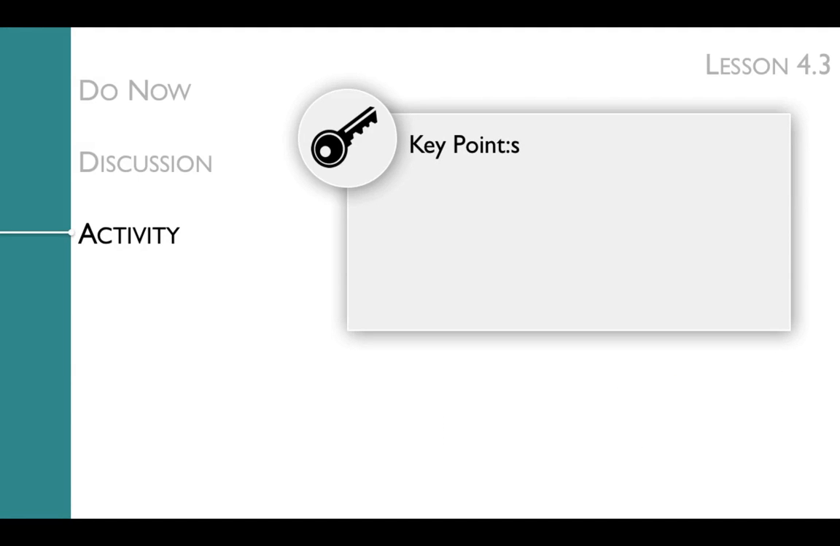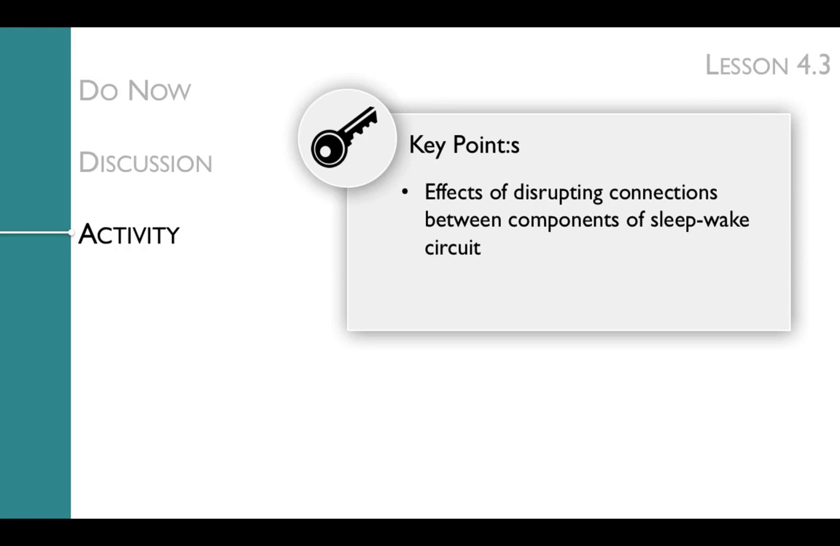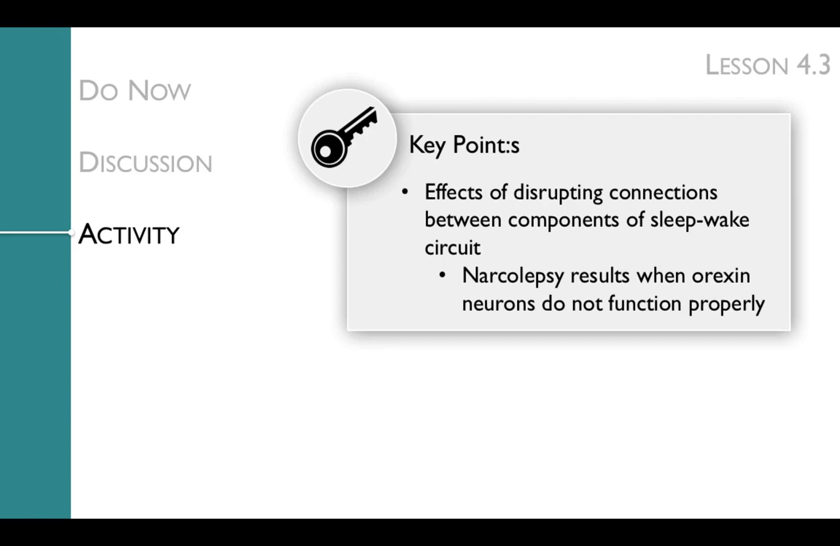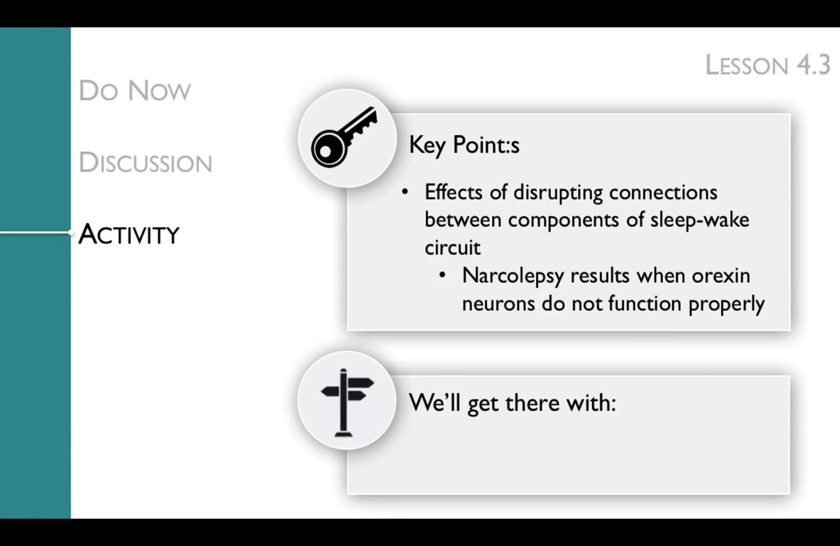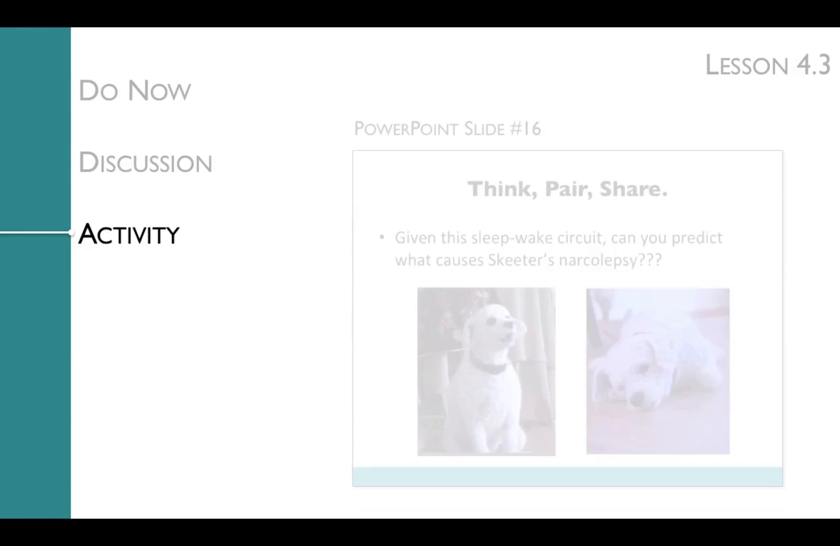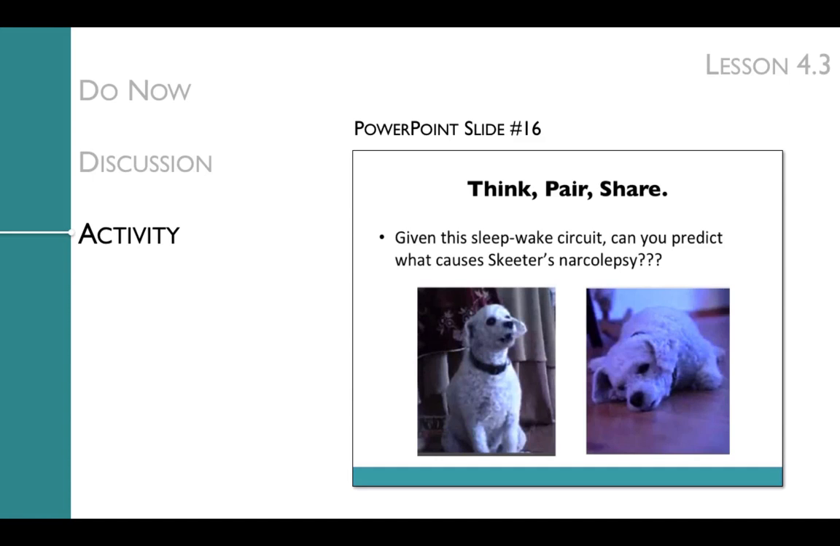The key point of the activity is the effects of disrupting connections between the components of the sleep-wake circuit, specifically that narcolepsy results when orexin neurons do not function properly. We'll get to these key points with a think, pair, share on what causes narcolepsy. In the activity, we'll revisit Skeeter, the narcoleptic poodle from the video at the beginning of the lesson, and ask the students, given the sleep-wake circuit, can you predict what causes Skeeter's narcolepsy?